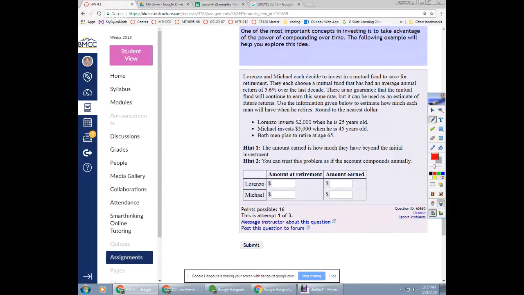Lorenzo is going to invest $2,000 one time, when he is 25 years old, and he's going to retire at 65. Michael, 5,000, he's 45 now, and he's going to retire at 65. So we want to figure out how much they get at retirement and how much interest they earn altogether.